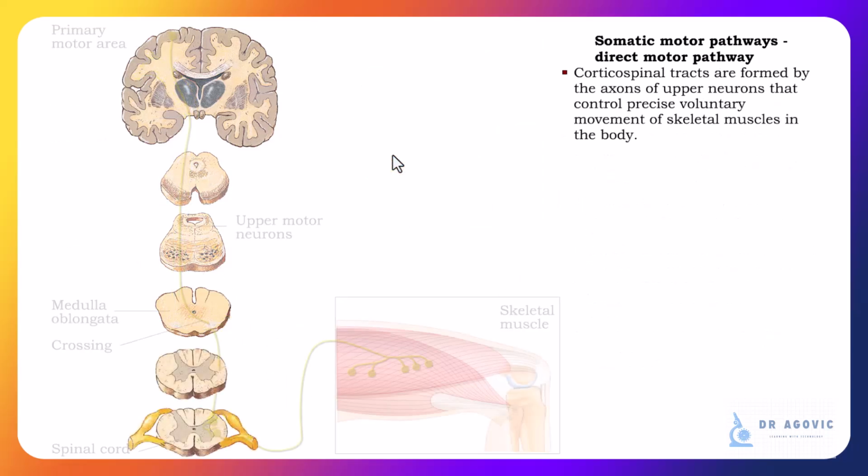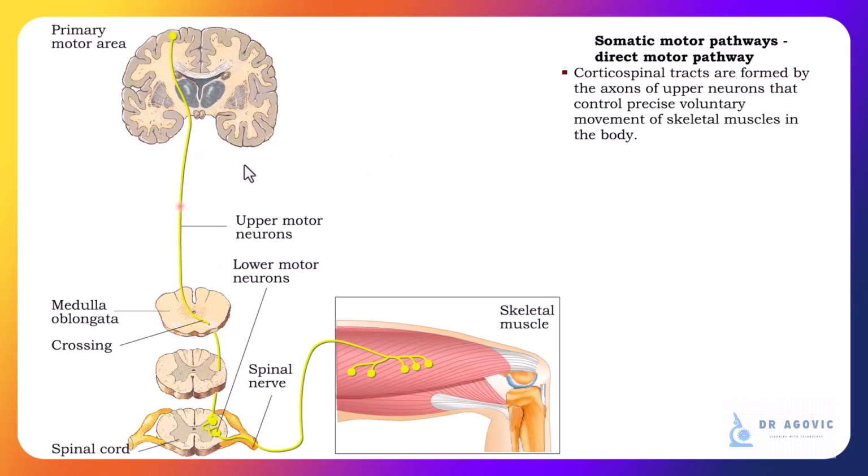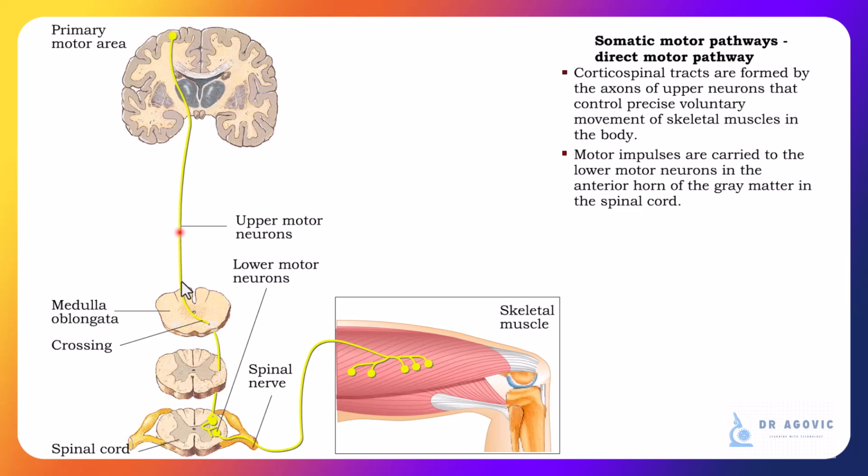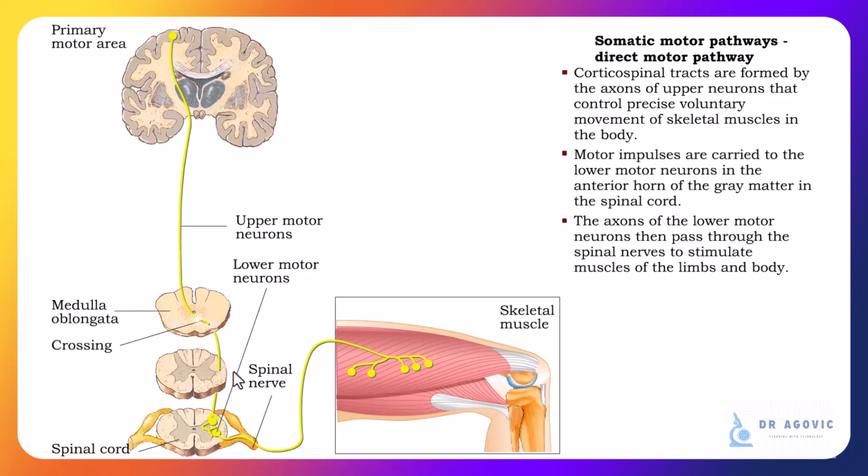The axons of upper neurons that control precise voluntary movement of skeletal muscles in the limbs and torso form what is known as the corticospinal tracts. These neurons carry motor impulses to the lower motor neurons in the anterior horn of the spinal cord and stimulate muscles of the limbs and body via spinal nerves.